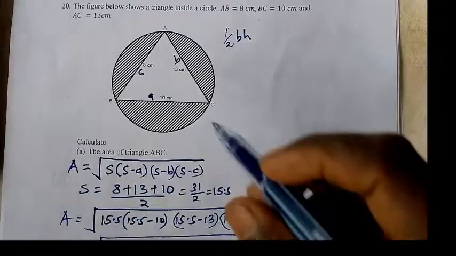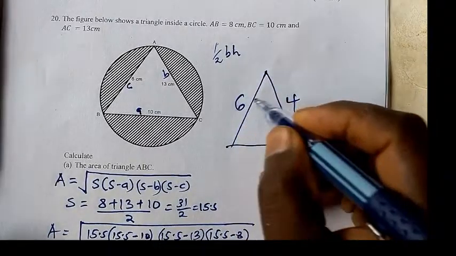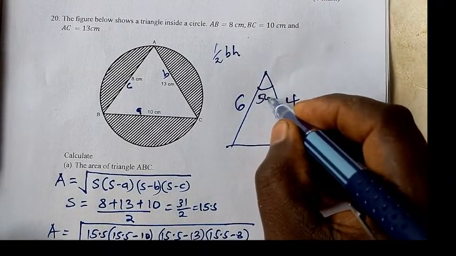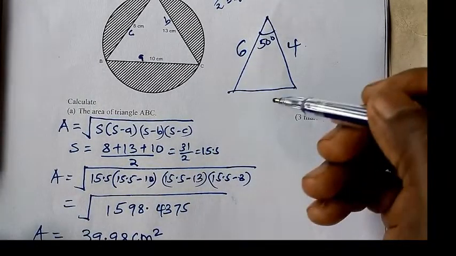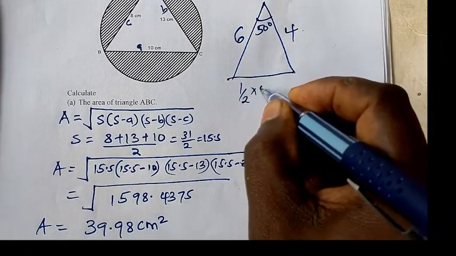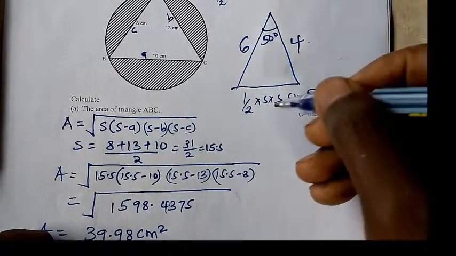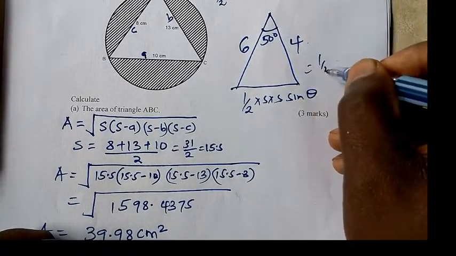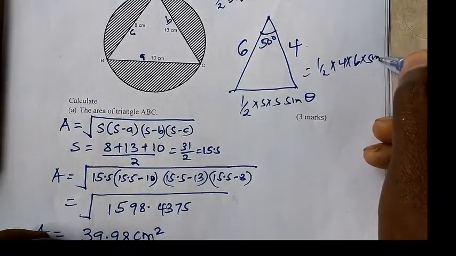So ukiwa na yenye side zote tuko na 4, 6 na hapa tumepewa 50 degrees. So tukiwa na two sides and an angle included, it is simple. You just use a half times side sine theta. Na kuna between them, you just use this. So here itakuwa a half times 4 times 6 times sine.